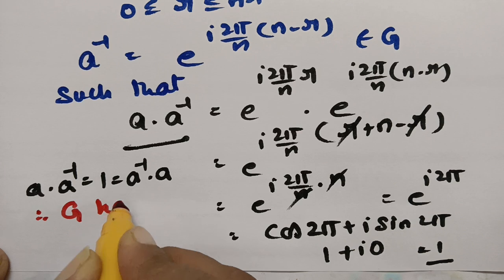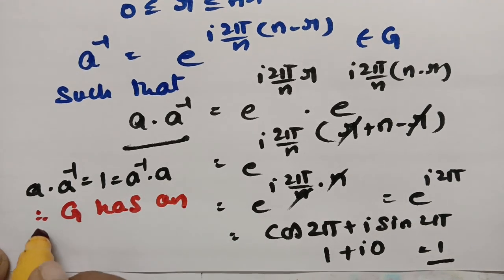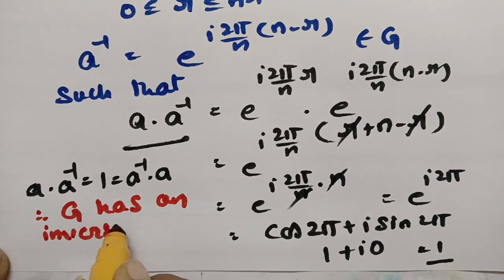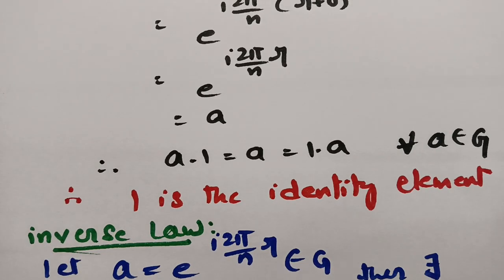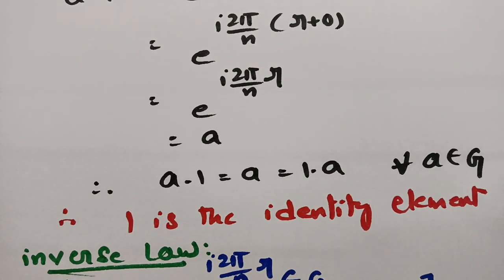So 1 is the identity element and G has the inverse element. And the next thing I am going to show here is the commutative law.